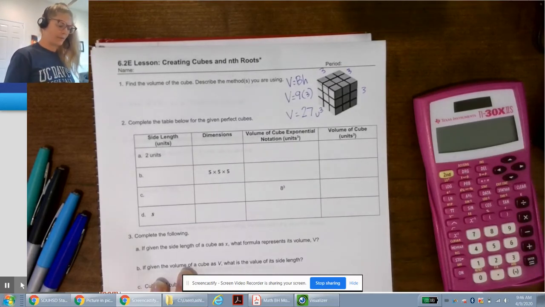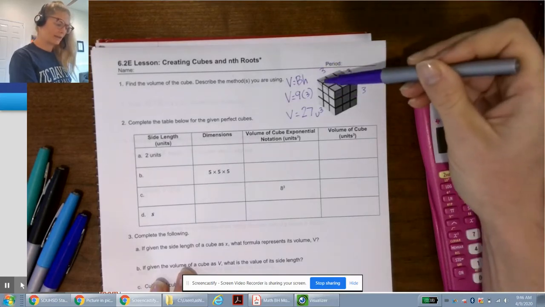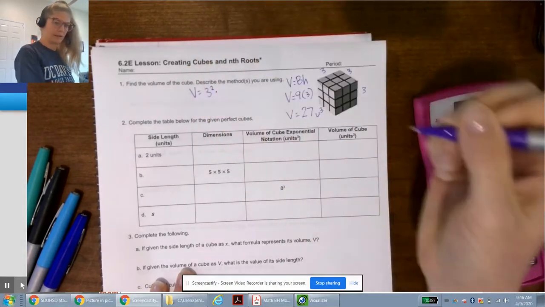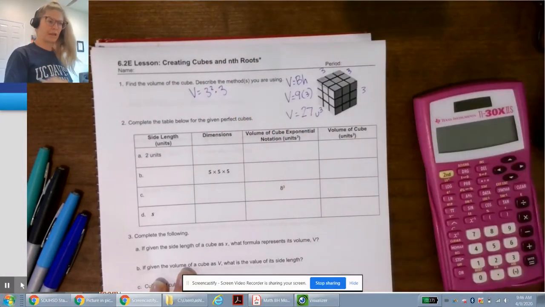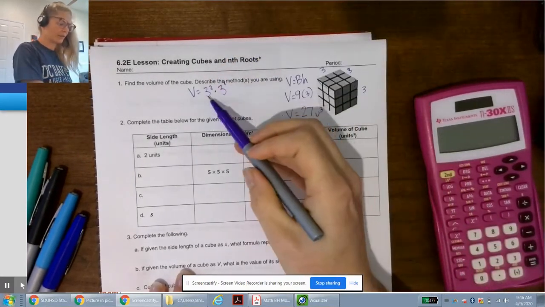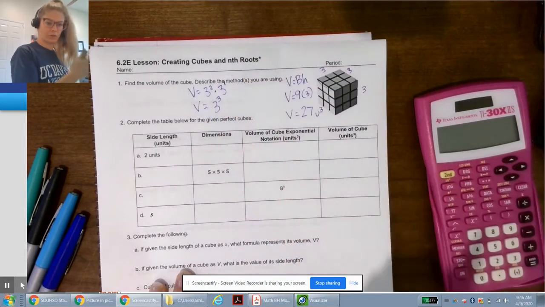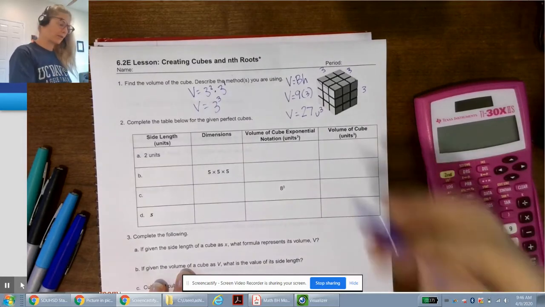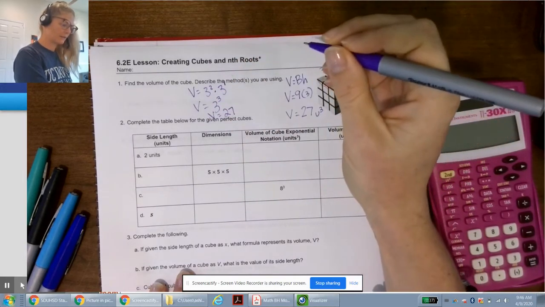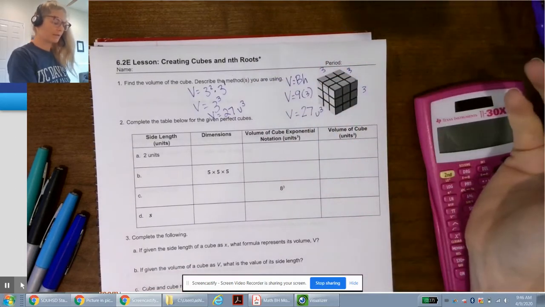We can also think about this because all the dimensions are the same, and the area of the base is 3 times 3, or 3 squared, times the height, which is also 3. We can think about this as using our exponent rules. 3 to the second times 3 to the first is 3 to the third. 3 times 3 times 3, which is going to get us, again, 27 units cubed. So those are some different methods we can do.